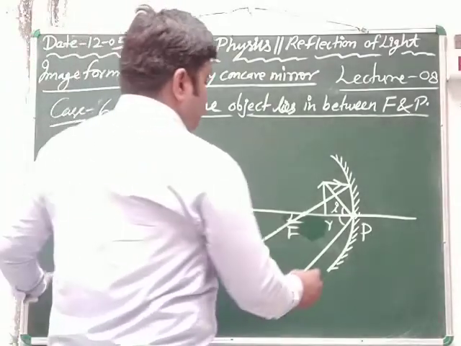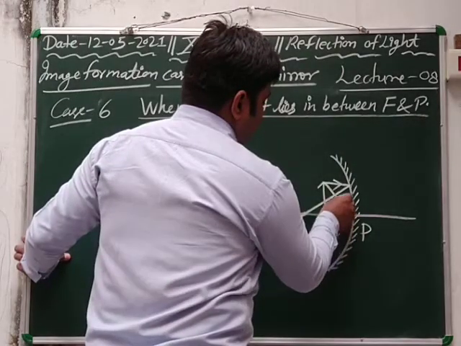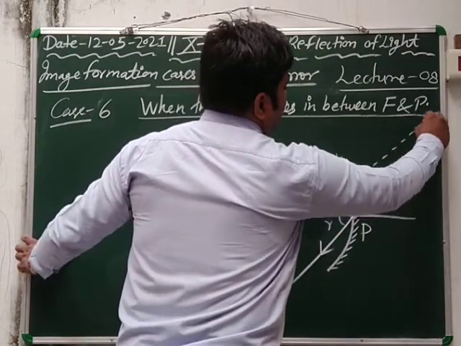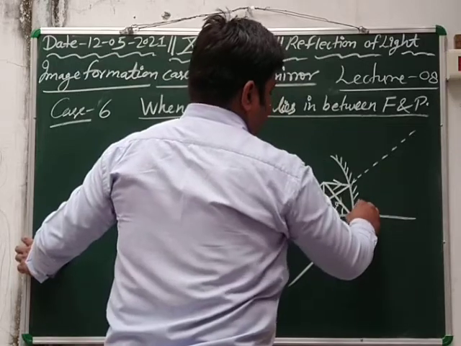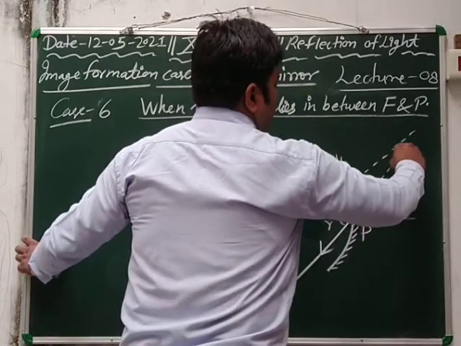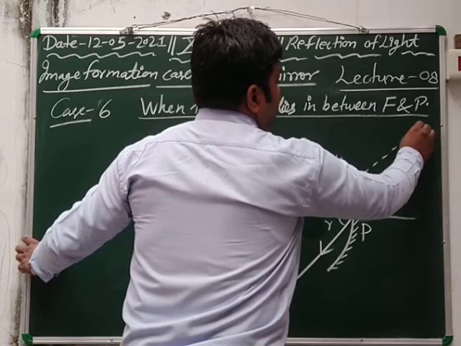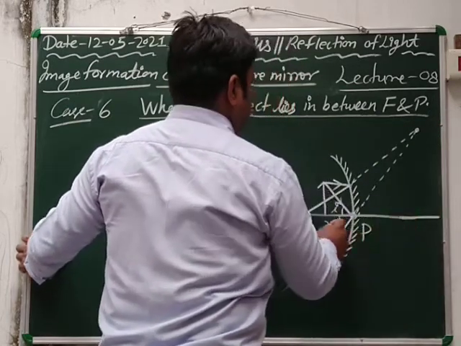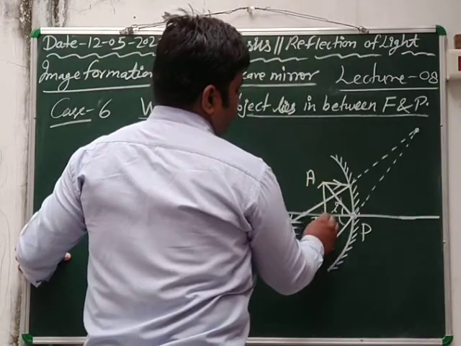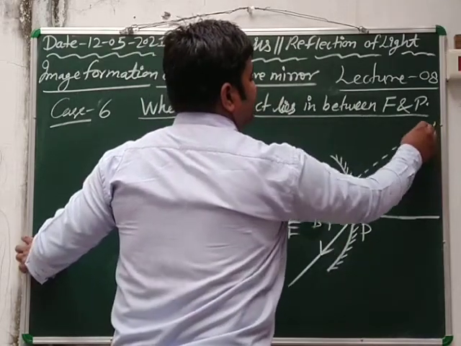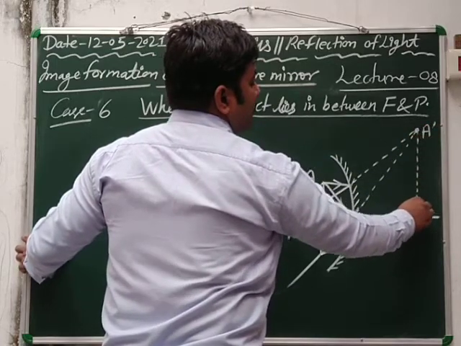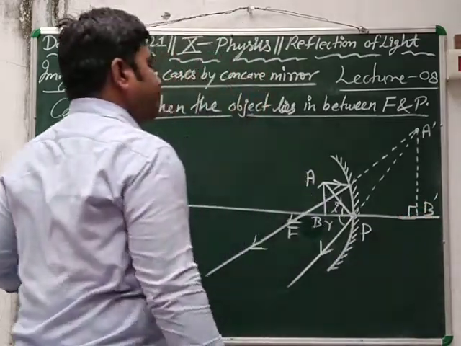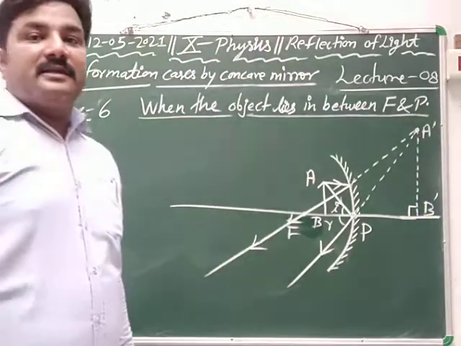Here is the ray diagram, and when we proceed these two rays in the backward direction, that means behind the mirror, then what will happen? Just see. This ray along this direction and this ray along this direction. These two rays meet at a common point. If the object is AB, then this one will be A dash. And when we draw a perpendicular to the principal axis, this one will be B dash. Here A dash B dash is the image formation.